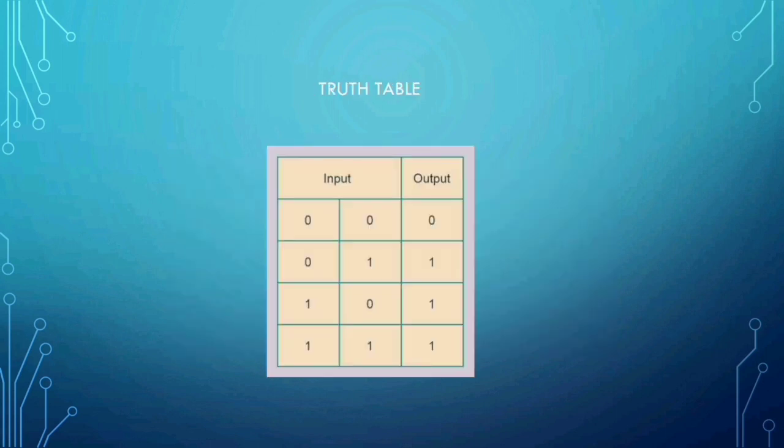Input 0, 0 will get the output 0. Input 0, 1, output 1. Input 1, 0, output 1. Input 1, 1, output 1.